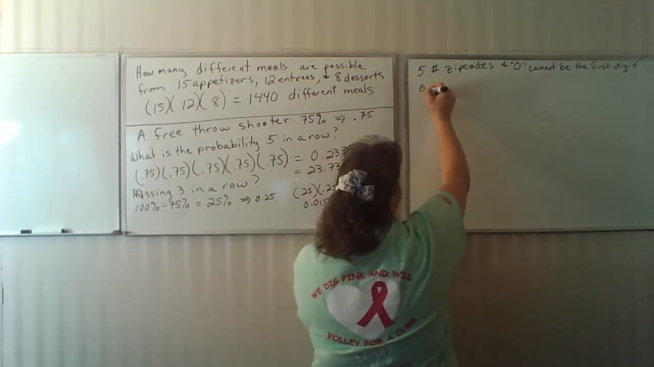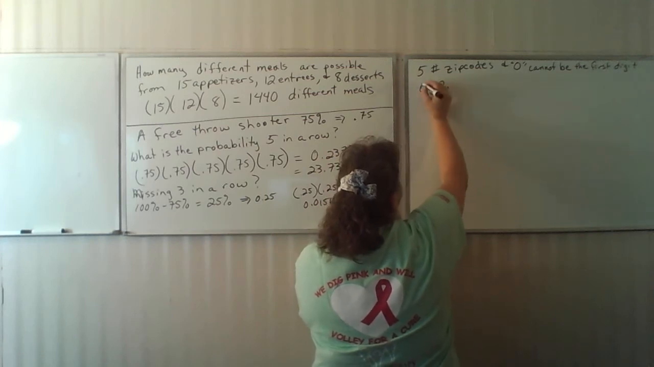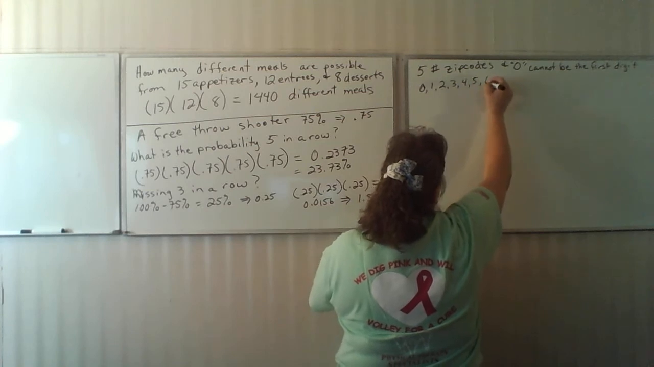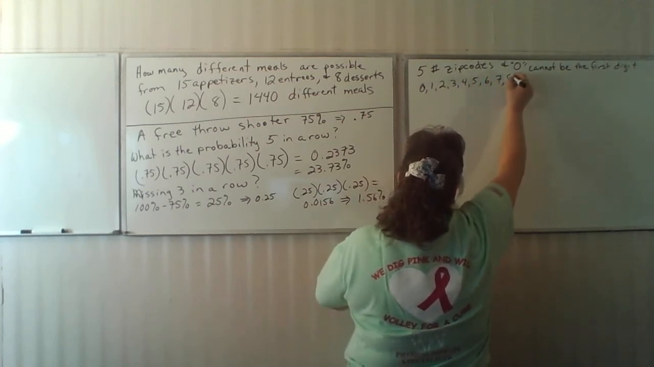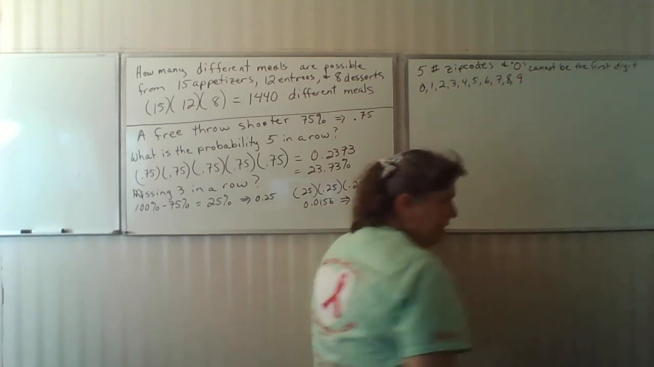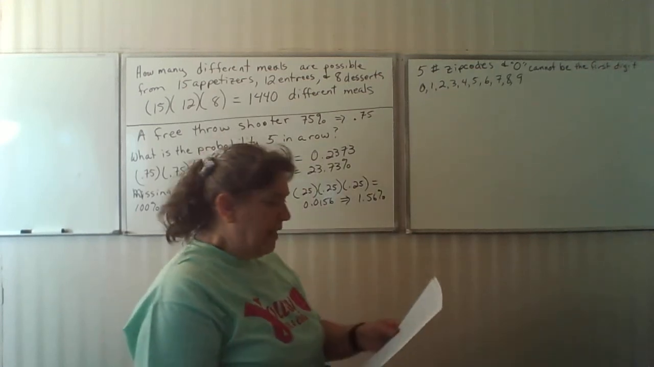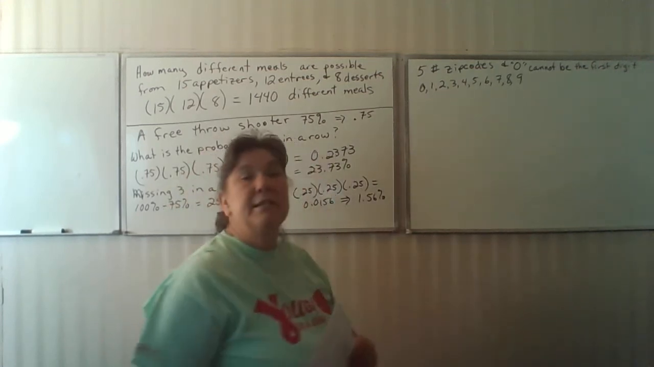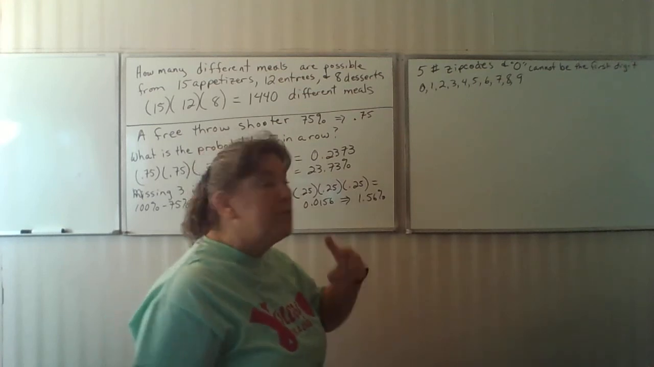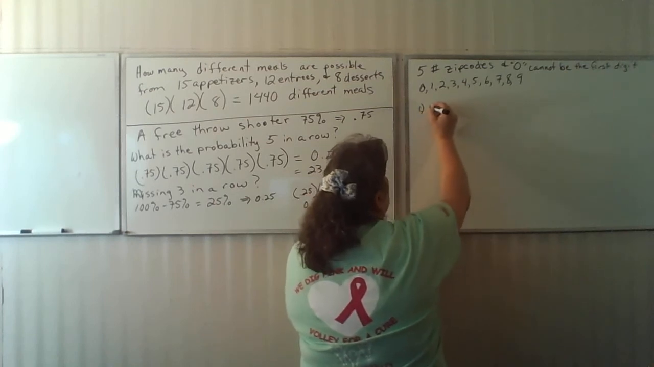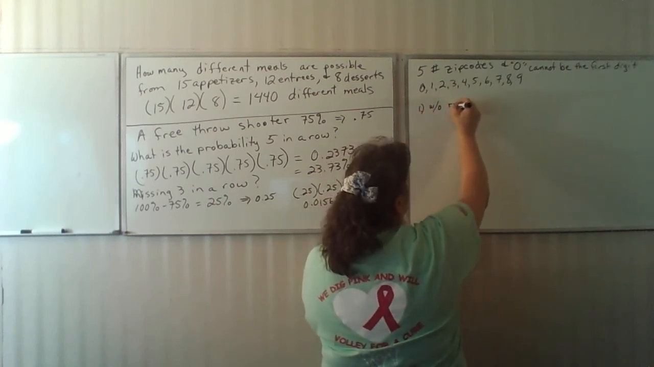Well, we have 0, 1, 2, 3, 4, 5, 6, 7, 8, 9. Okay? So we have 10 possible digits. If we say that the digits cannot be repeated, okay, so our first one is going to be without repetition of digits.